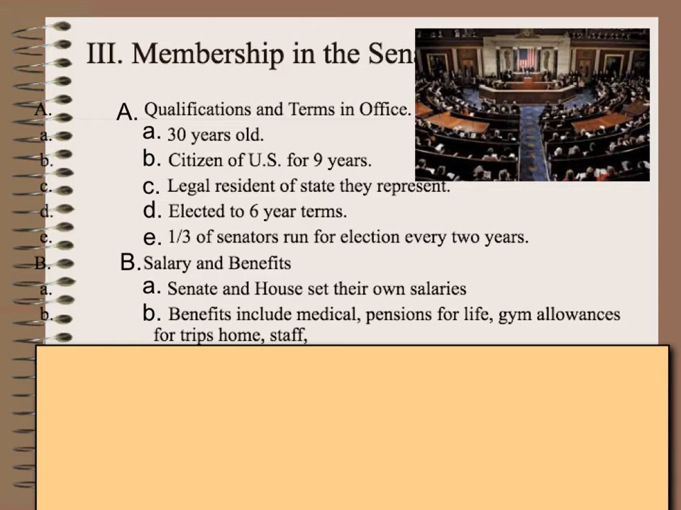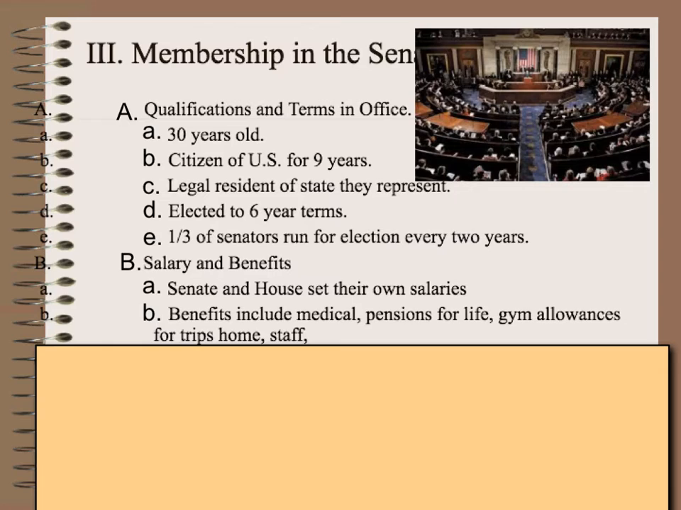Gym allowances, and they get allowances for trips when they go back and forth to their representative districts or their states. They do that every week, and it's on the taxpayers' dime. And then staffing, they've got to have their secretaries and people to help keep their stuff in order, especially if you're a senator. You've got a lot of things going on there. It makes sense to have staffers help you out.